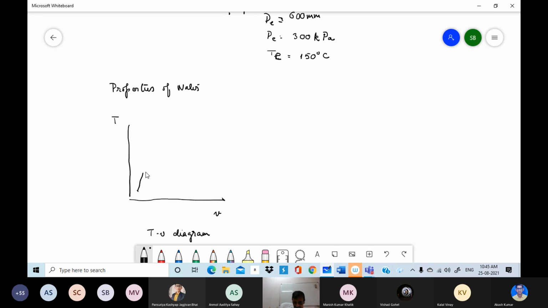Then once it starts boiling, the temperature doesn't change, but the volume keeps on increasing. As more and more evaporates, the total volume increases. Finally, it reaches a point where the entire amount has evaporated, and beyond that, again it will undergo a slow expansion. So this is what the plot on a TV diagram would be for a certain value of pressure.